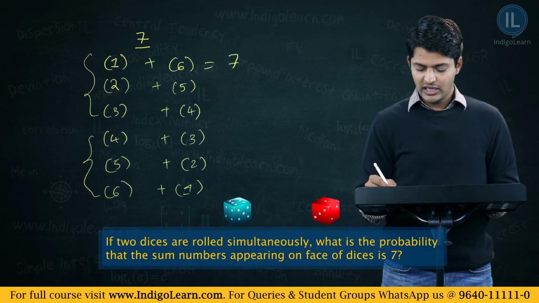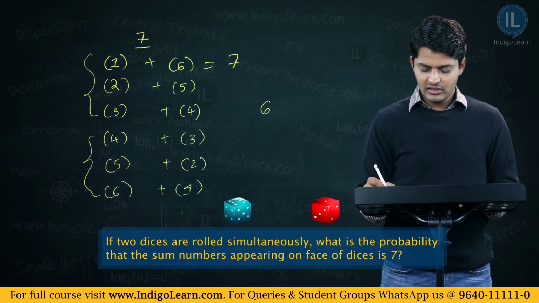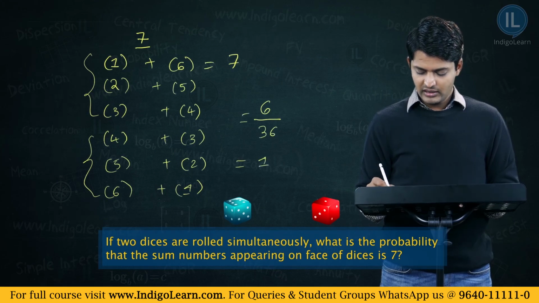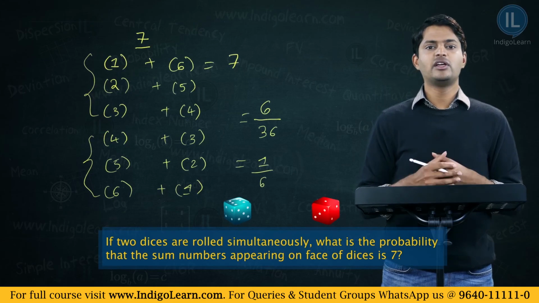So the answer should be, probability is nothing but cases in your favor divided by total number of cases. So the answer should be 1 by 6. Always we will simplify the value.